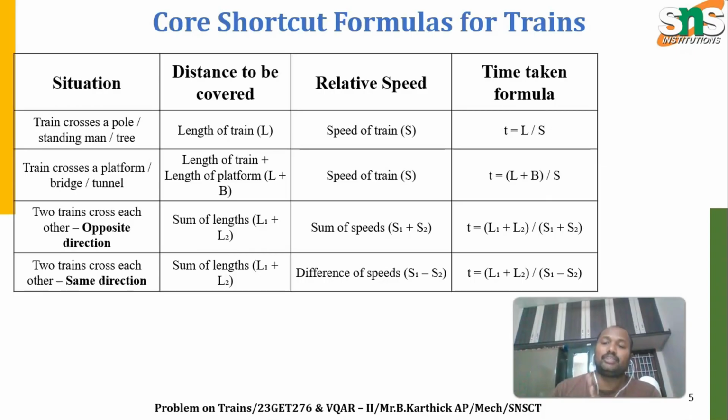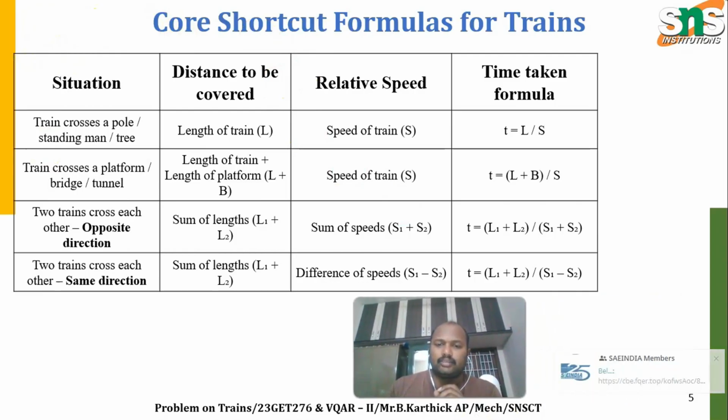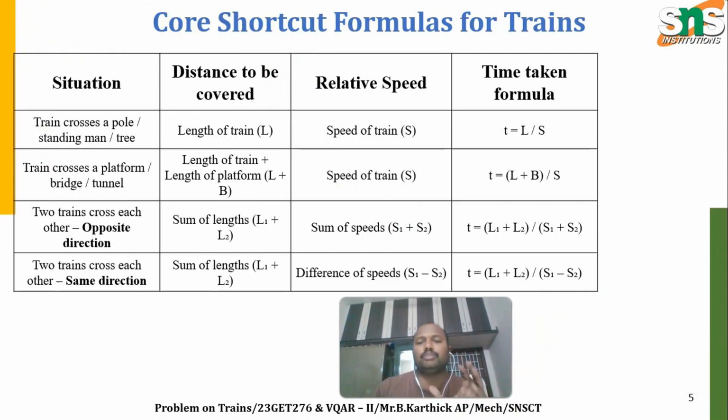The train has to cross completely, from the start point of the train to the end point of the last compartment. This is where the distance covered, the length of the train, comes into the picture. In that case, for the relative speed we take the speed of the train. So the time taken is the length of the train by the speed of the train.